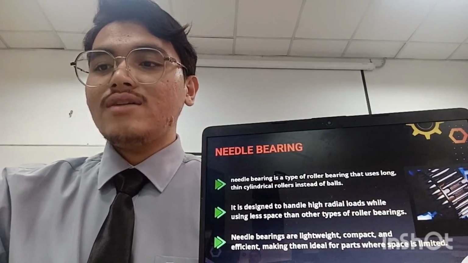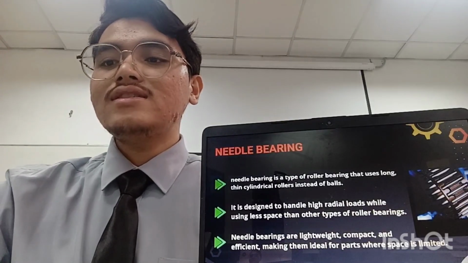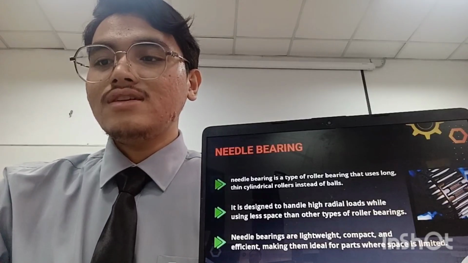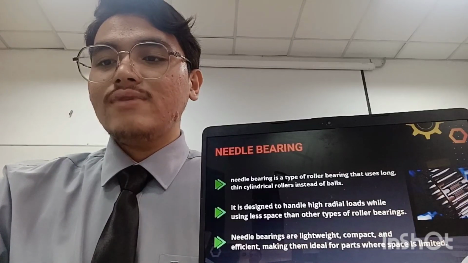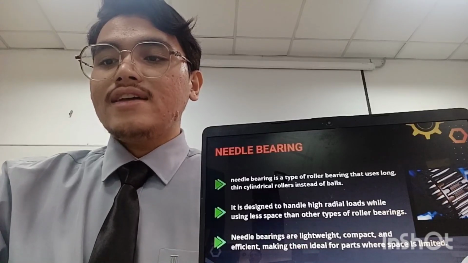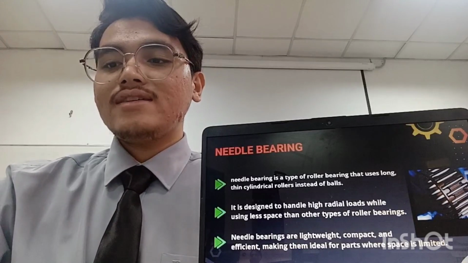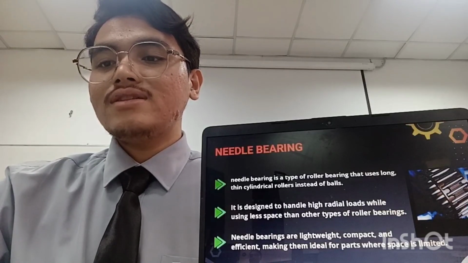Needle bearing is a type of roller bearing that uses long, thin cylindrical rollers instead of balls. It is designed to handle high radial loads while using less space than other types of roller bearings. Needle bearings are lightweight, compact, and efficient, making them ideal for parts where space is limited.